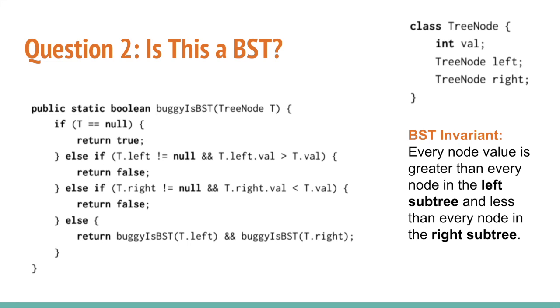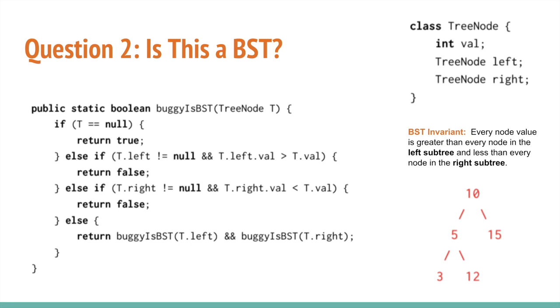This is actually not sufficient because it does not ensure that every node value is greater than every node in the left subtree and less than every node in the right subtree. So for example, if the following tree were to be inputted to the method, it would incorrectly return true, since node 12 is in the left subtree of node 10, but it is greater than 10.